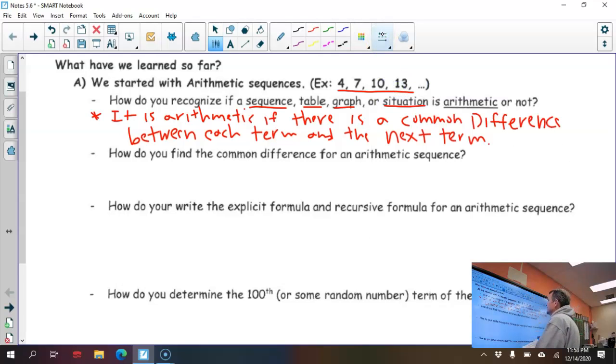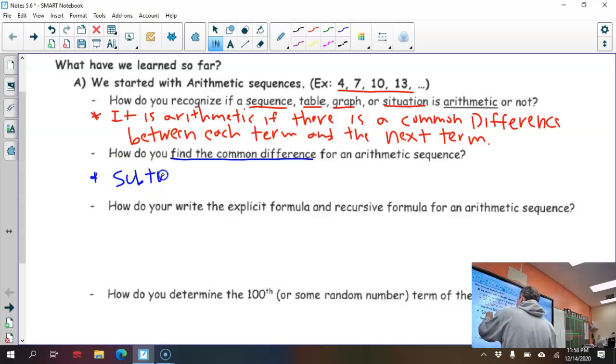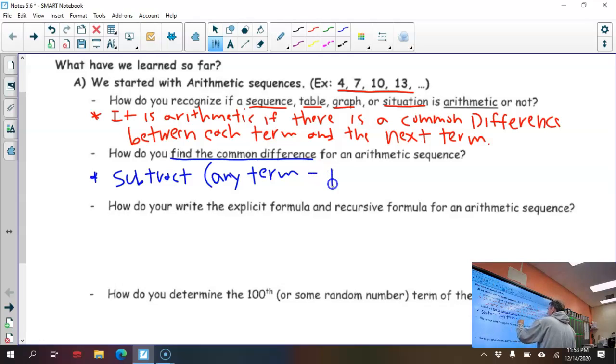How do you find the common difference for an arithmetic sequence? Easy, right? Subtract any term. Let's put that in parentheses. Subtract any term minus the previous term. That's an R. Any term minus the previous term.